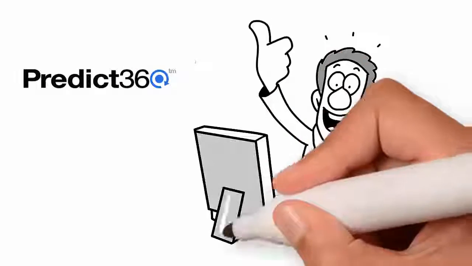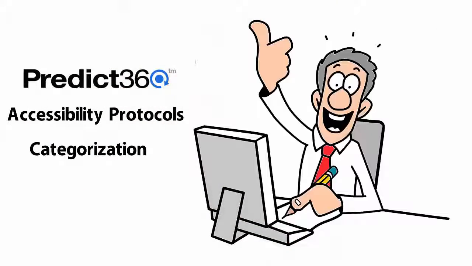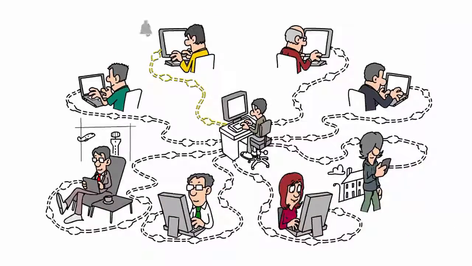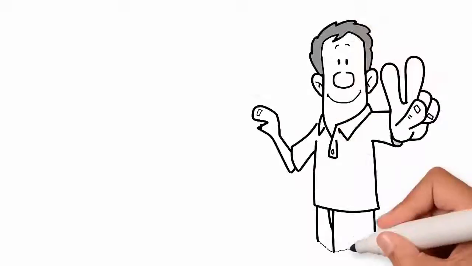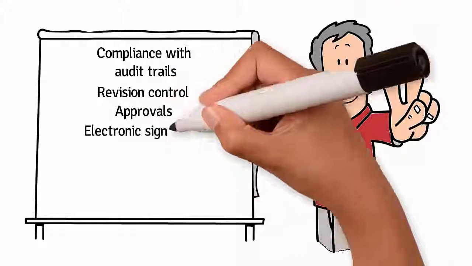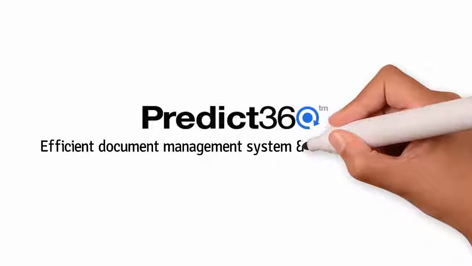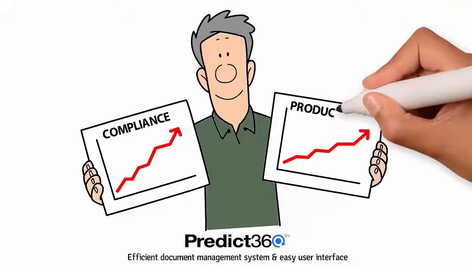Predict 360 can help you to streamline your policy and procedure document management through accessibility protocols, categorization, and data migration features. Most importantly, you can set alerts to send notifications to individuals or groups on approvals or following up on expiry dates. With so much interconnectivity, you can always be two steps ahead to ensure compliance with audit trails, revision control, approvals, electronic signatures, policy alerts, procedure acknowledgement, surveys, and more. With Predict 360's efficient document management system and easy user interface, you can maximize on your organization's compliance and productivity.